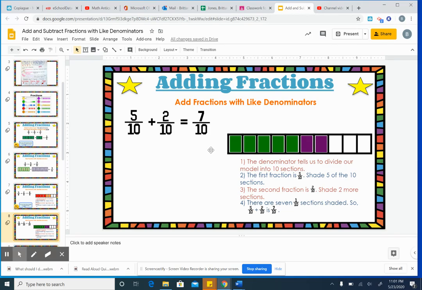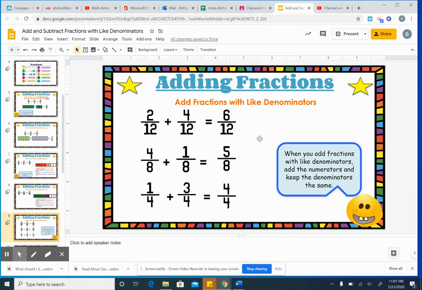Again, 5/10 plus 2/10. You could draw a model. Take a fraction bar, draw the whole thing out. You know the denominator's 10. That means you're going to have 10 individual fraction pieces here. Shade in 5 of them, shade in 2 of them, add them up, and you have 7 shaded pieces. So 7/10 is your answer.